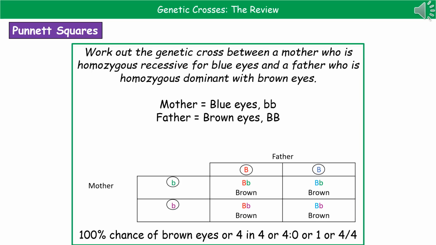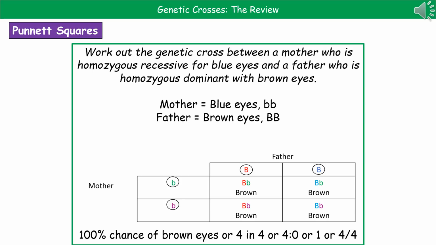So the next thing we need to do is write the phenotype for each offspring. And because they've all got a capital B, they've all got one of those dominant alleles, which means they will all have brown eyes. And therefore, the last thing to do is state the percentage. So it's 100% chance of brown eyes.